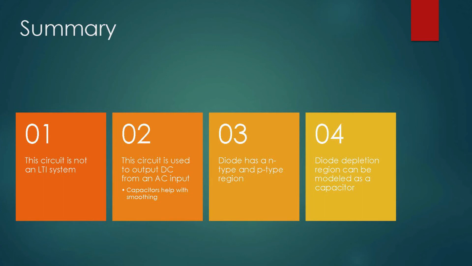The capacitor smooths the rectifier output, and the bigger the capacitor used, the less the total circuit output voltage will ripple. So the more precise your system is, you're generally going to want a bigger capacitor so the ripple voltage will be smaller and you can stay inside your tolerance for your output voltage. We also learned that a diode has an N-type and a P-type region that governs its forward and reverse bias behavior. We also learned that the diode's depletion region can be modeled as a capacitor to model Zener breakdown.